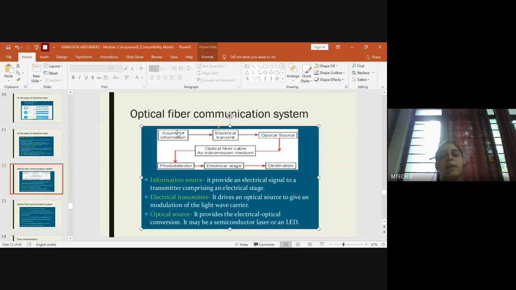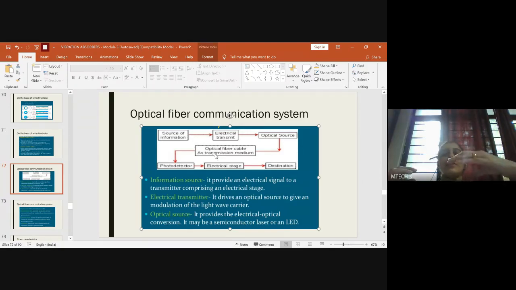Once it provides the electrical signal, you should have some transmitter. Basically, we use an electrical transmitter. What does this electrical transmitter do? It drives the optical source. Because you have an optical source here, you have to transmit this to the optical source so that it could be readable by the optical fiber. Hence, this transmitter will drive the optical source, which helps to derive the light waves. It cannot directly transmit the electrical signal to the optical cable. It has to be transferred in a medium in which the optical fiber can sense the data coming inside. Optical fiber can basically sense the light wave which is passing through.